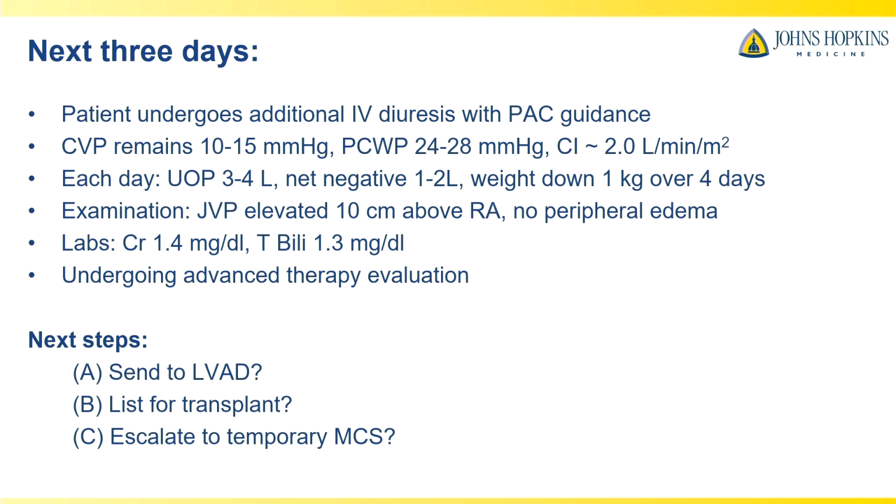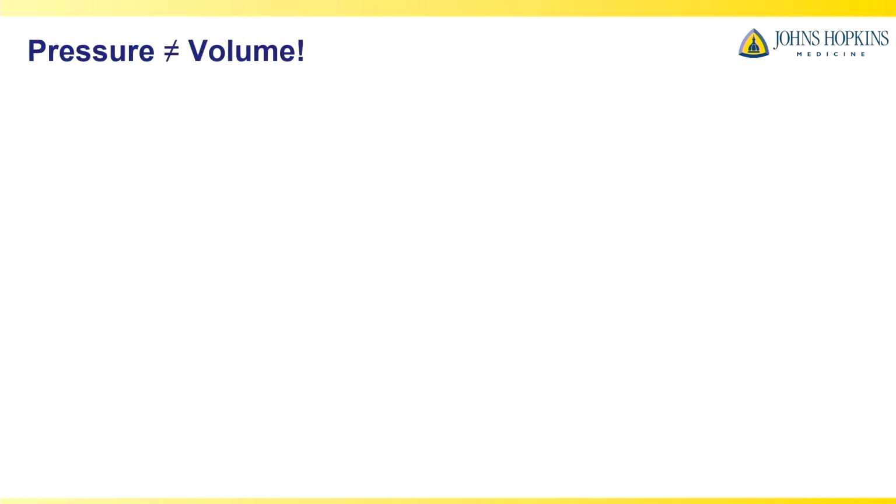So what are some next steps that we can think about in this patient with all that in mind? Do you think she's good enough to send to LVAD now? Do we list her for transplant like this? Do we consider escalating her mechanical support? By show of hands, how many would do A? Or B? Seems like she needs a little more work. So yes, we did in fact escalate to temporary MCS.